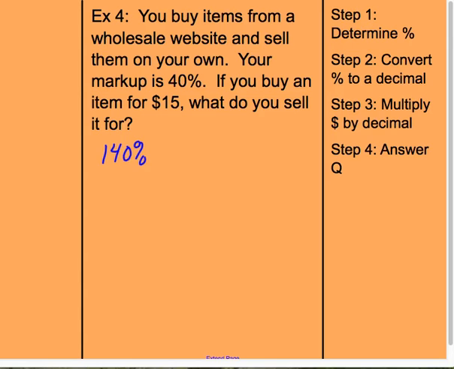Step 2, convert it to a decimal. Move the decimal point 2 places to the left. Step 3, multiply by our money, and we're going to end up selling our item for $21.